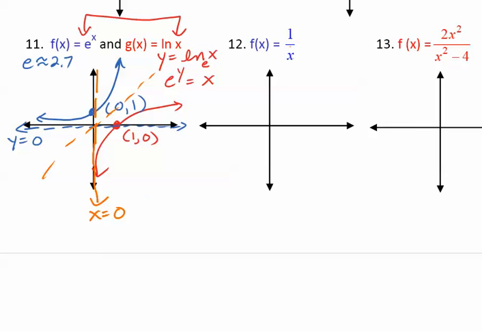All right, question 12 is the basic hyperbola. It's the reciprocal function. So think how simple this is. You know that the reciprocal, when x is 5, the reciprocal would be 1/5. When x is 1, the reciprocal would be 1. When x is 1/5, the reciprocal flips over to be 5. So the reciprocal of a small value is large. The reciprocal of a large value is small.